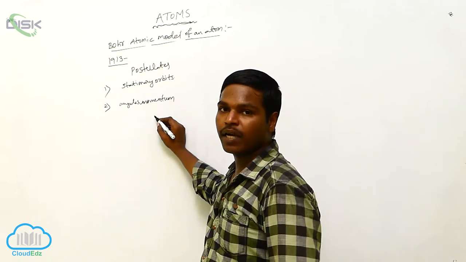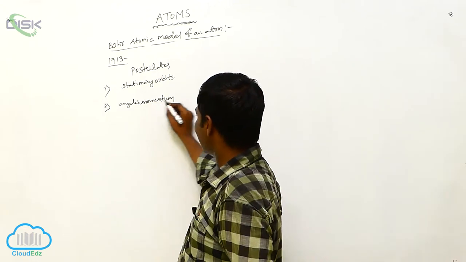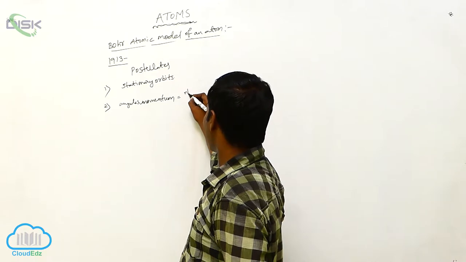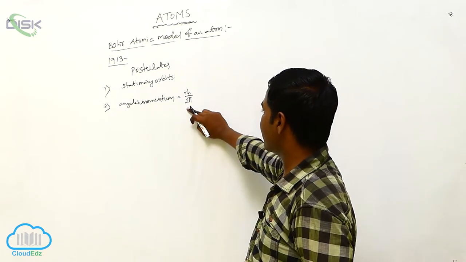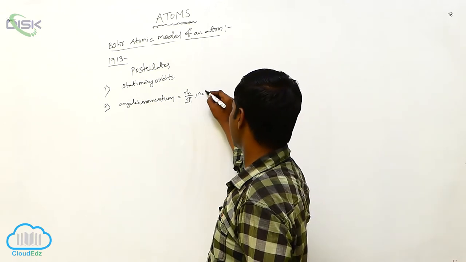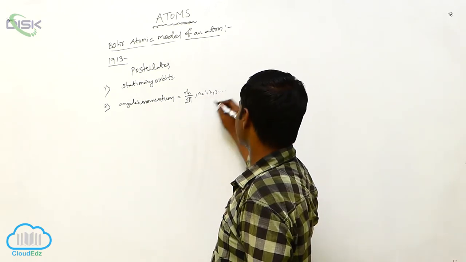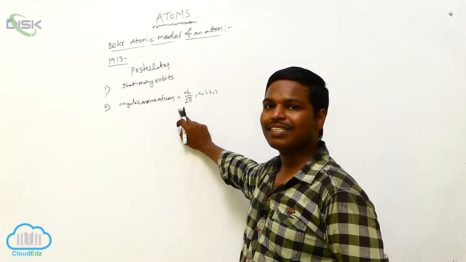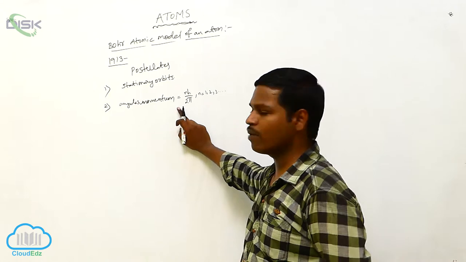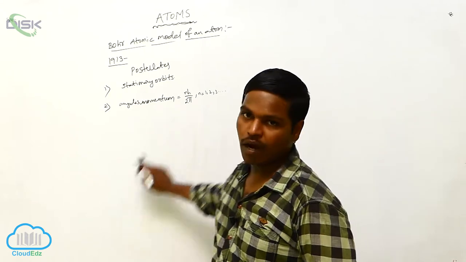is an integral multiple of h by 2 pi. This angular momentum is equal to nh by 2 pi, that is, an integral multiple of h by 2 pi, and this n is equal to 1, 2, 3, and so on. Here, this angular momentum is quantized. The angular momentum of the electron is quantized.